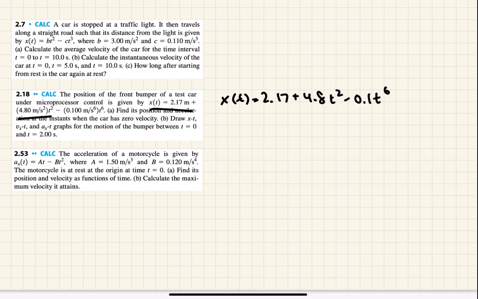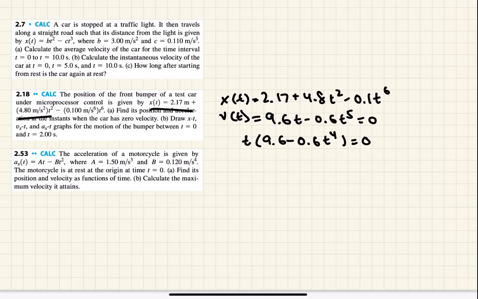Find the position and acceleration at the instant when the car has 0 velocity. Okay, first we have to find velocity, set that equal to 0, and then solve for position and acceleration. So first take the derivative. The derivative of 2.17 is 0, and so it's just going to be this, using the power rule, 9.6 t minus 0.6 t to the power 5, and that's equal to 0. So you factor out a t, you get t times (9.6 minus 0.6 t to the power 4) is equal to 0.